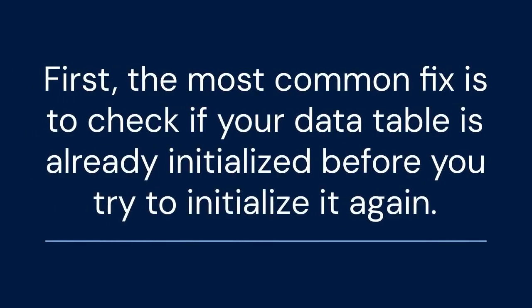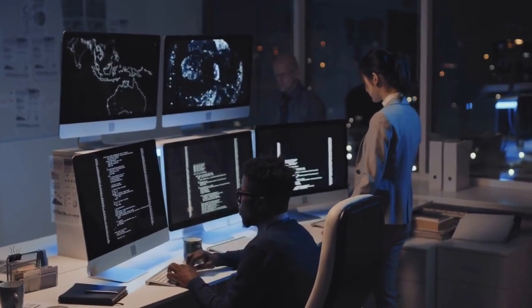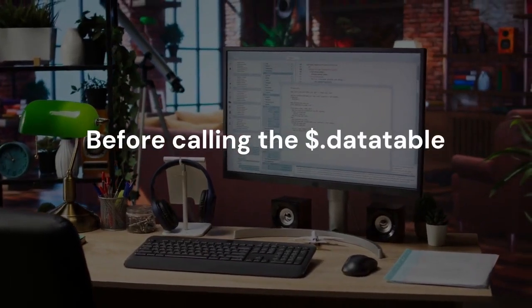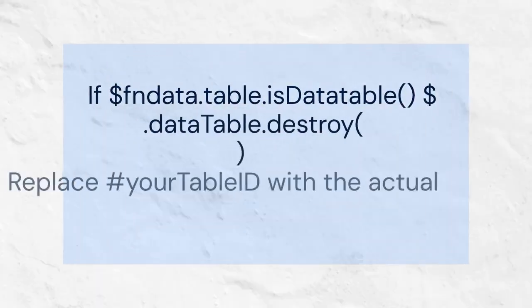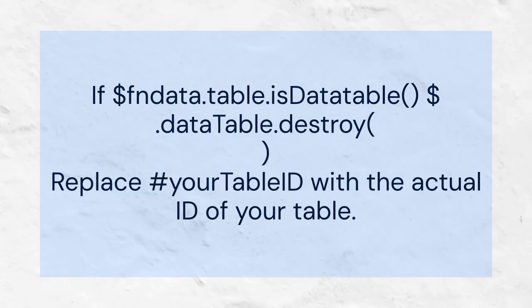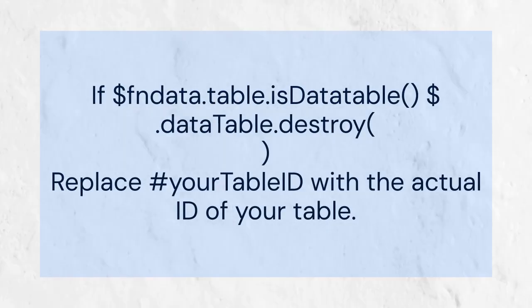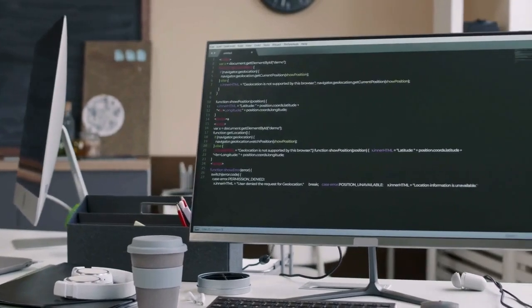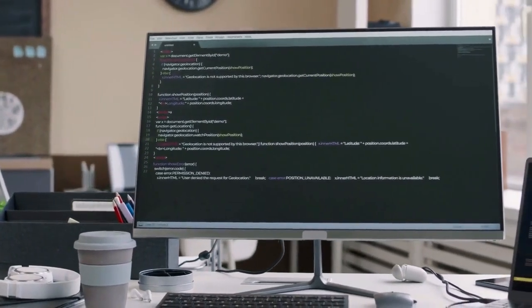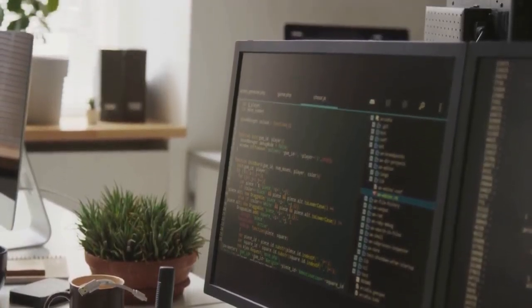First, the most common fix is to check if your DataTable is already initialized before you try to initialize it again. You can do this using a simple if statement. Before calling the DataTable function, add this check: if ($.fn.DataTable.isDataTable('#yourTableID')) { $('#yourTableID').DataTable().destroy(); }. Replace #yourTableID with the actual ID of your table. This code checks if a DataTable is already associated with the table. If it is, it destroys the existing DataTable instance. Then, you can safely re-initialize the DataTable.